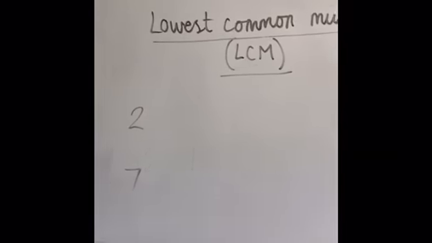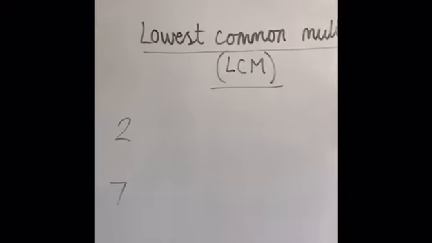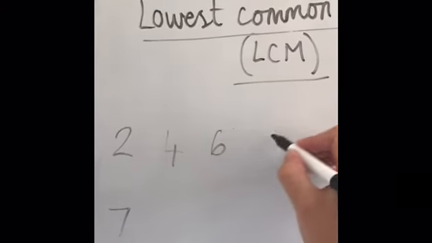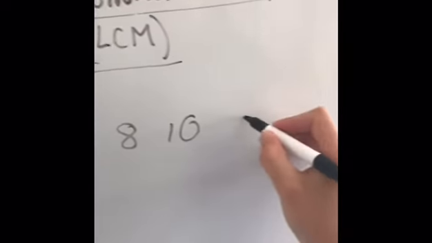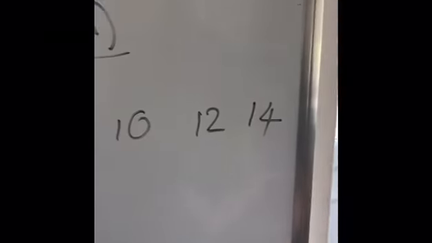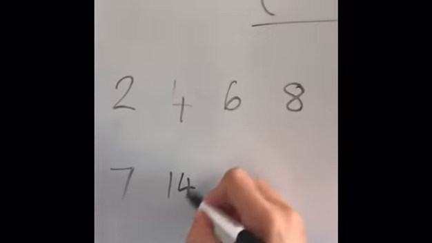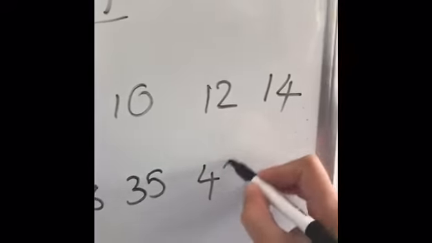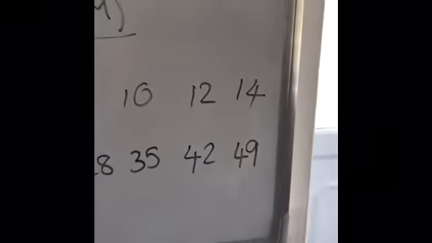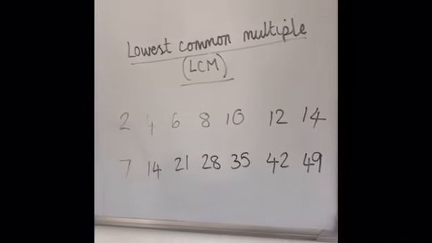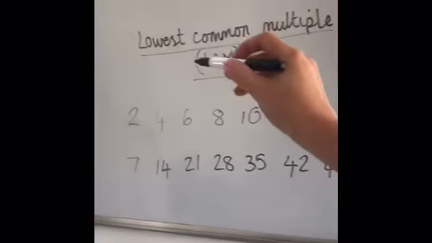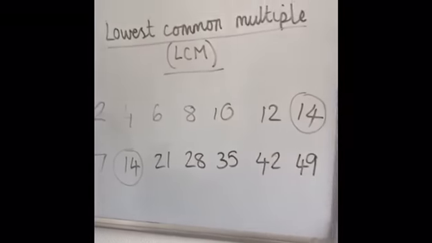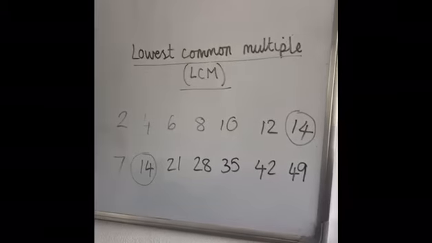Now I'm finding the lowest common multiple of 2 and 7. So I'm going to start off by listing my times tables. Okay. And we're going to look at what ones we have in common and the lowest value number, which is 14. The lowest common multiple of 2 and 7 is 14.